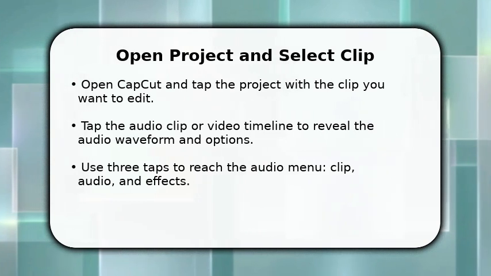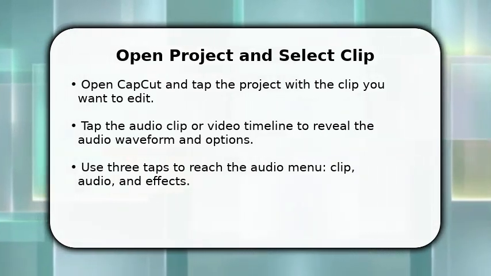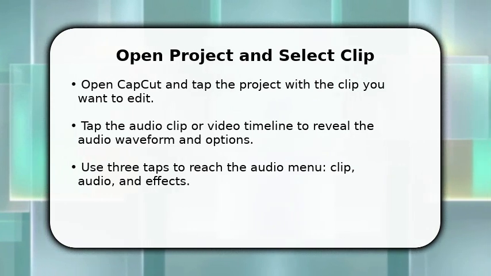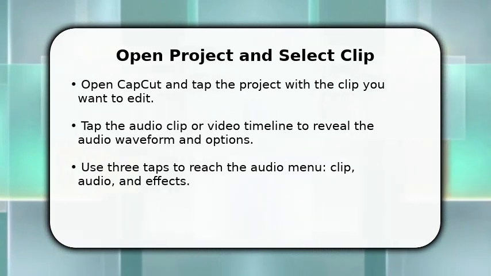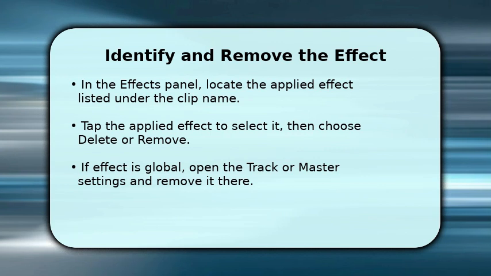Tap Effects to open the Effects browser and Applied Effects list. This sequence takes about 3 taps and 2 seconds between actions on a typical phone. Open the Effects panel and look for the effect listed under the clip name. Tap the applied effect to select it and show detailed controls and presets.